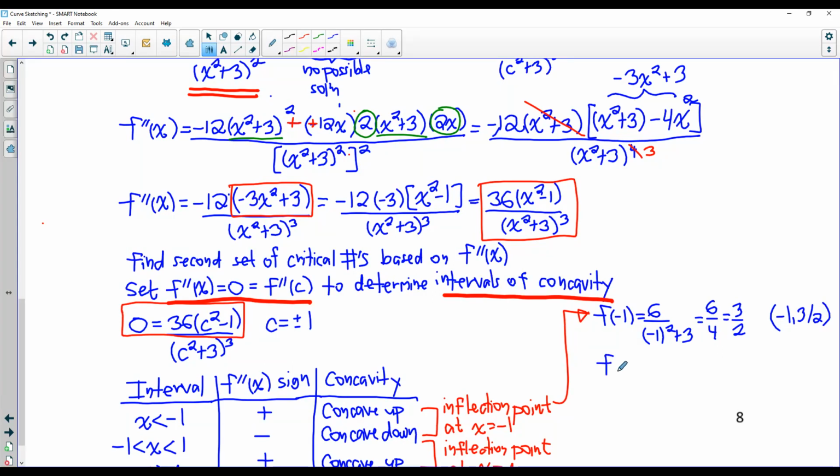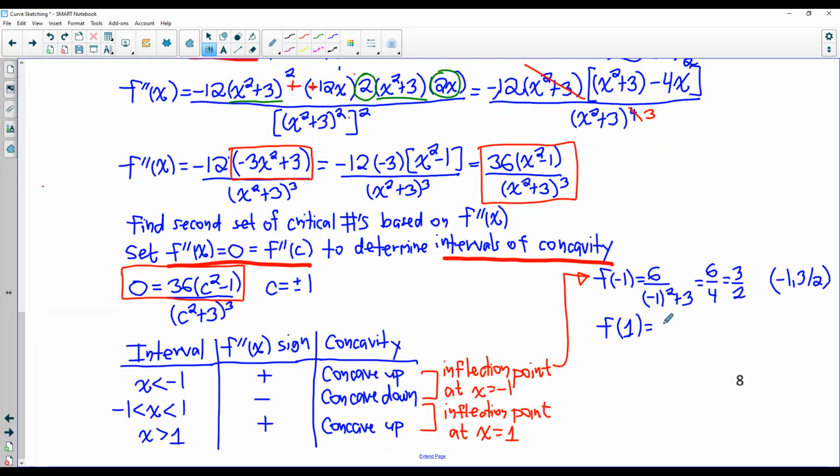If you find the other point of inflection, so that's at x equals +1, it's going to give you the exact same thing. It would just give you 6 divided by 1 squared plus 3, which would be, again, 6/4, and that's equal to 3/2. So this would then be (1, 3/2). Now, if you're wondering what exactly this graph looks like, I could just quickly sketch it up here.